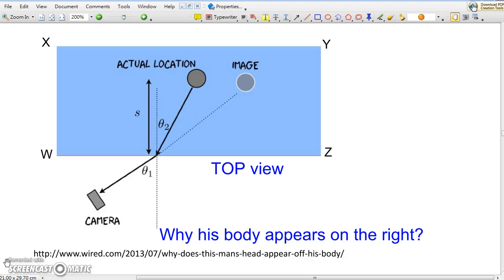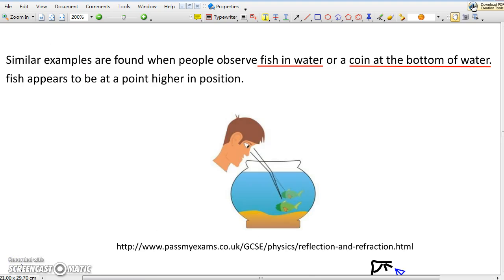And let's do it again. In top view, light travels in water and bends away when it goes into air. Produce the reflected ray backwards. Do it again. Produce the reflected ray backward. So you may locate the image which is on the right. There are many similar examples such as these. A fish in water or a coin at the bottom of water.